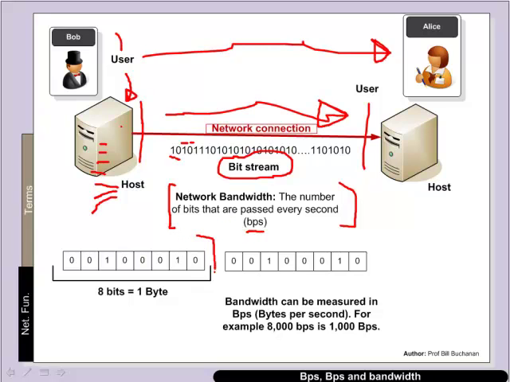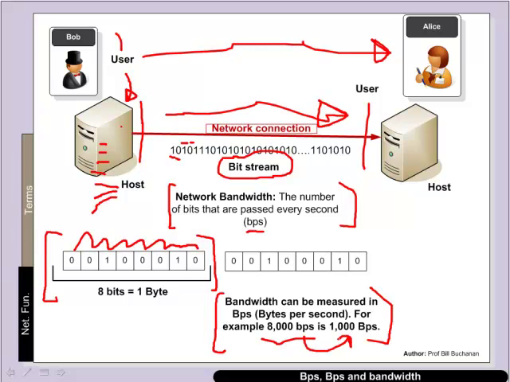Computers also use bytes, and these bytes are made up of 8 bits. So often we will define a connection in terms of both bits per second and bytes per second. So bits per second gives the number of bits, and for bytes we divide by 8 to get the number of bytes per second.